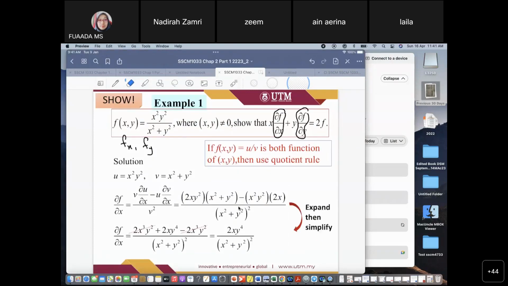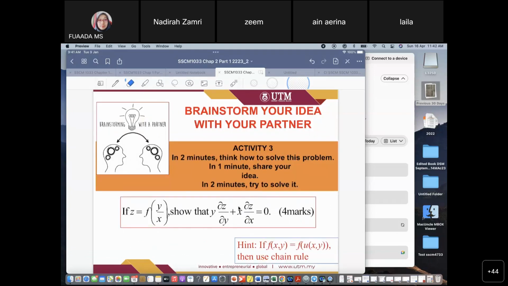Okay, before we proceed with the higher order, I want to show you this example first. So this is another exam-like question. You look at the example here. You are given the function. Then you have to show this expression, where the expression contains the partial derivative with respect to x and with respect to y.